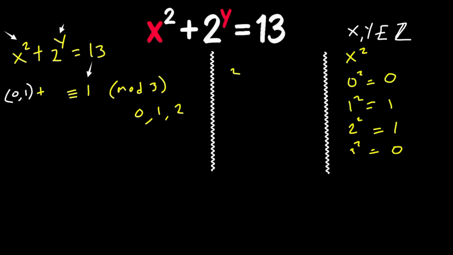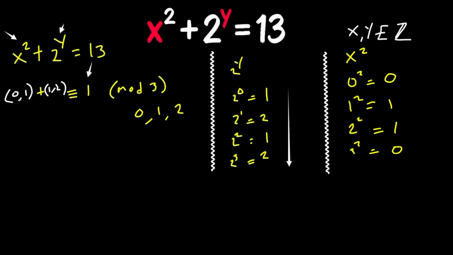And now what about 2 to the power of y? When y is 0, we have a remainder of 1. When y is 1, we have 2 to the power of 1, which gives us 2, a remainder of 2. Then when y is 2, we get 2 squared, which is 4, giving a remainder of 1. When y is 3, we get 2 to the power of 3, which gives us 8, a remainder of 2 also. You can keep going for a long time. You find out that the only possible remainders for 2 to the power of y are 1 and 2. And this also has an algebraic proof. In fact, there is a whole theorem on this.